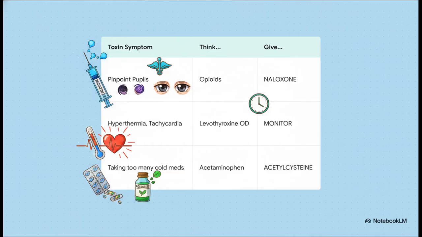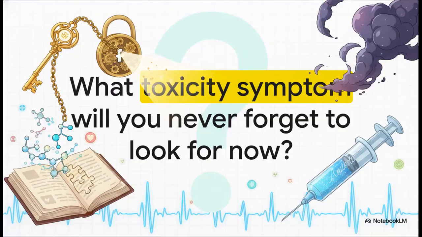Let's lock in these patterns. You see pinpoint pupils, you think opioids, you give naloxone. Patient is hot, sweaty, with a racing heart, think levothyroxine overdose. Your priority is to monitor. Patient admits to taking a bunch of different cold meds, you think acetaminophen, you give acetylcysteine. Boom, boom, boom. See? You've got the keys now. You've cracked the code on some of the most important antidotes in pharmacology.